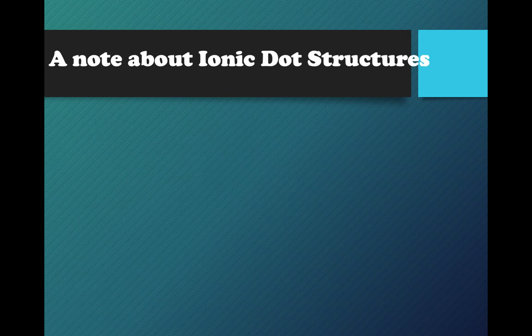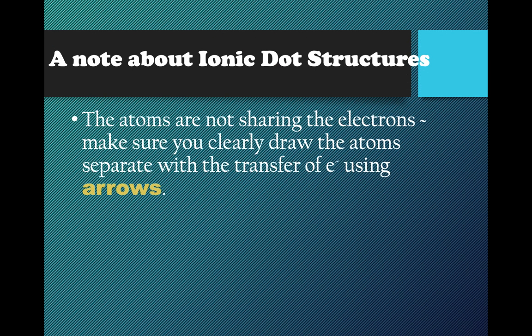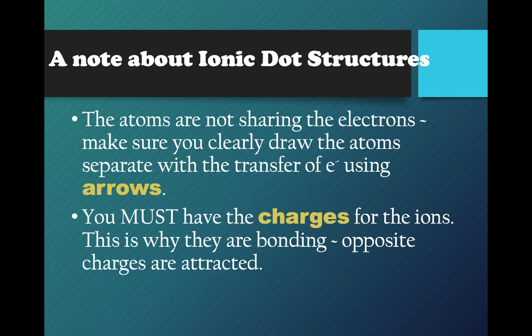Some additional notes about ionic. You don't necessarily need to write this down, but atoms are not sharing. Sharing, which we talked about yesterday, was for covalent compounds. What's happening is electrons are being transferred in ionic. This is why an arrow is the appropriate symbol to use for transfer. The second thing that's always forgotten is you have to write the charges down. You get going and you forget to write the charges. So that's a must, you don't want to forget that.